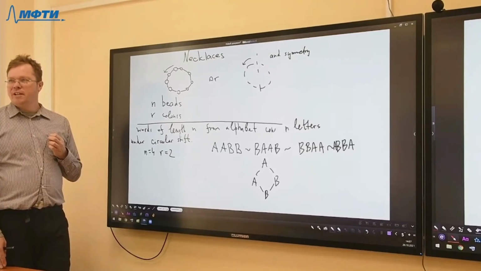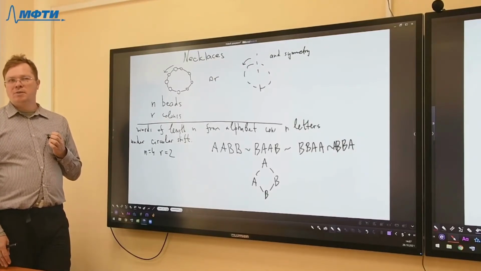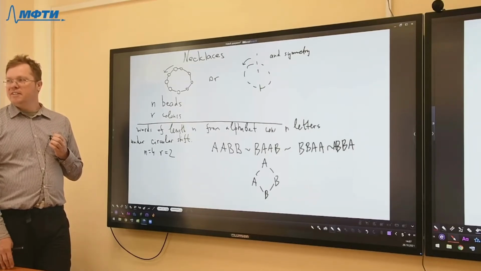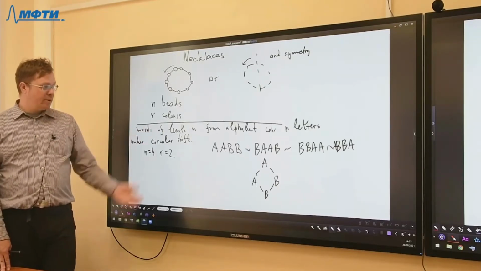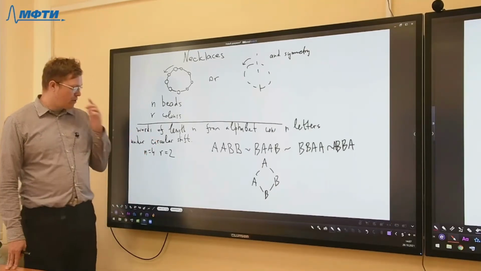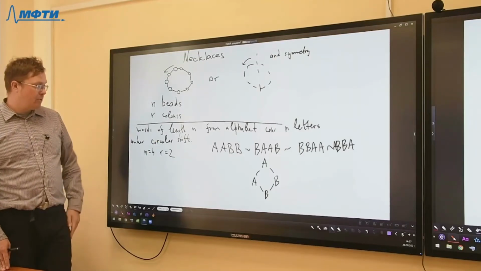So it has reflexivity, symmetry, and transitivity. Yes, it's called an equivalence relation, and so the circular shift is a kind of equivalence between words.